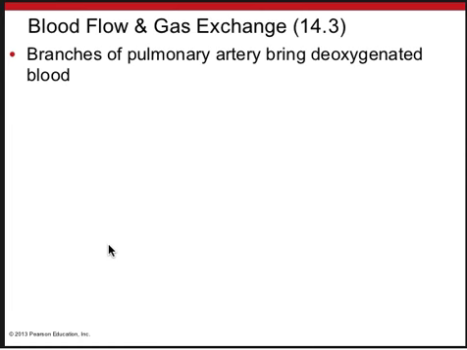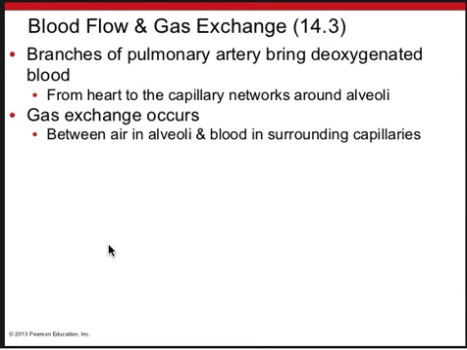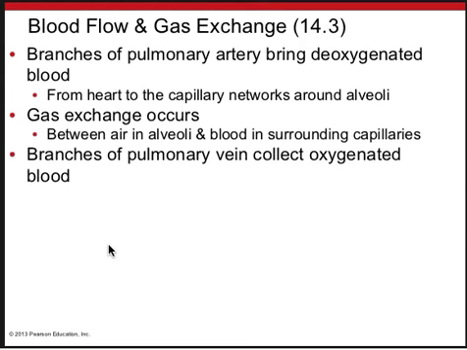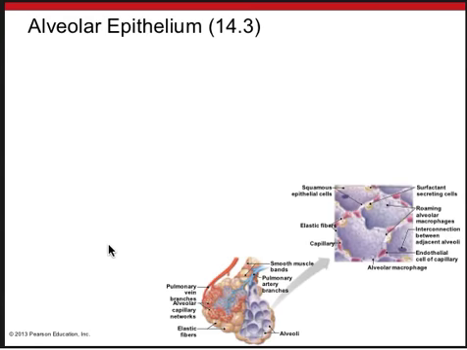Branches of the pulmonary artery bring deoxygenated blood from the heart to the lungs, and that's what the capillary networks around the alveoli initially fill with. This is where gas exchange occurs between the air in the alveoli and the blood in the surrounding capillaries. Branches of the pulmonary vein collect the oxygenated blood from the capillary networks and carry it back to the heart.